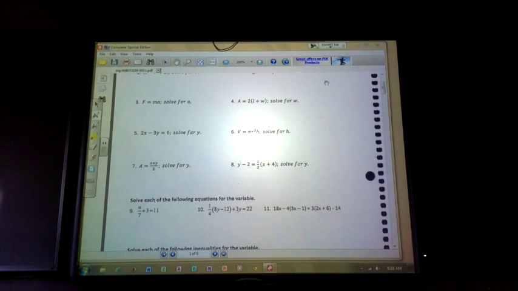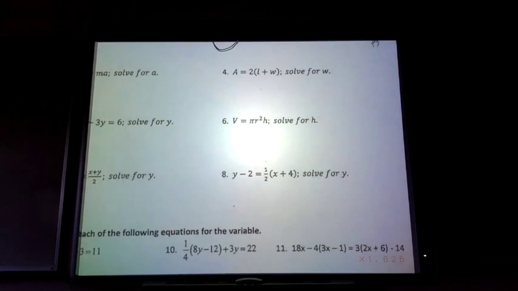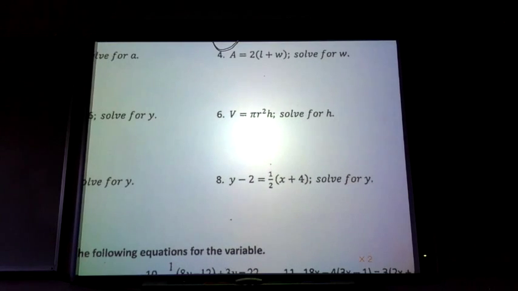All right, number 6, V equals pi r squared h. You know what that's the equation for? That's the equation to find the volume of a cylinder. So how are pi, r squared, and h all being held together? Multiplication. What undoes multiplication?